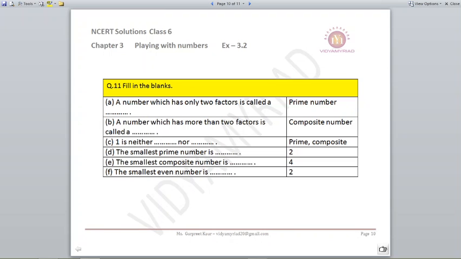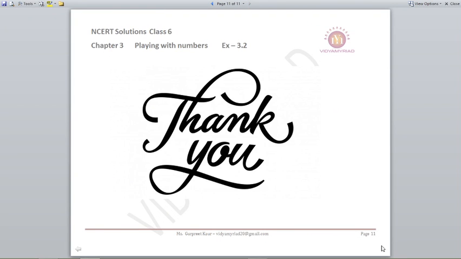Okay. So with this children, we finish this exercise 3.2. Please do a lot of practice. Remember the prime numbers. They are very few in number. You can even remember them, or you can recall in your mind that it is not divisible by any other number. Then also you can do your questions very easily.